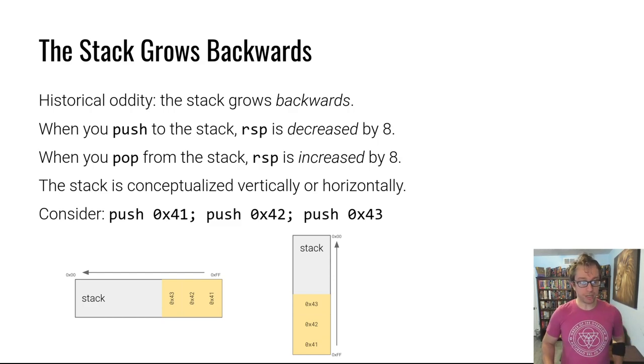So if you look at what happens when you push 0x41, then push 0x42, then push 0x43, I've drawn the stack here both horizontally and vertically so you can get familiar with it. I'll use the horizontal representation in most cases because we can fit multiples of it on a slide and see how stacks change and so forth. All right, so that is the stack.